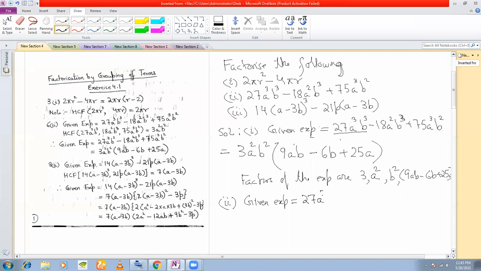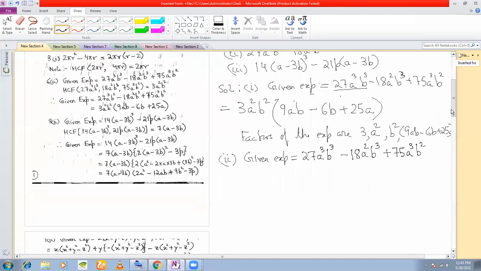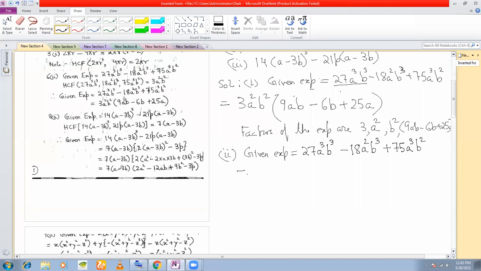27a³b³ minus 18a²b³ plus 75a³b². Okay, how will you factorize this?